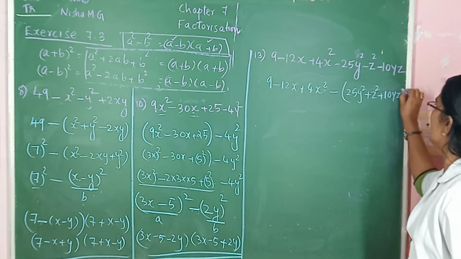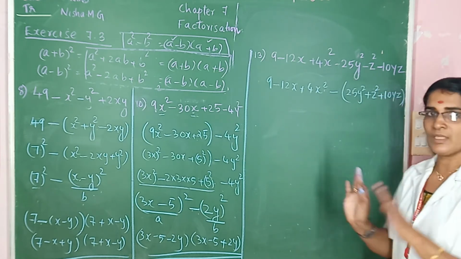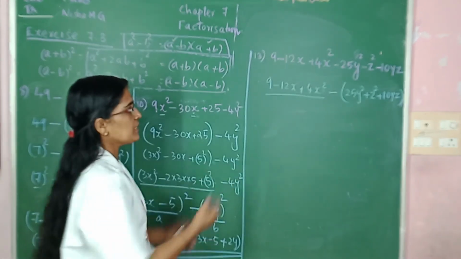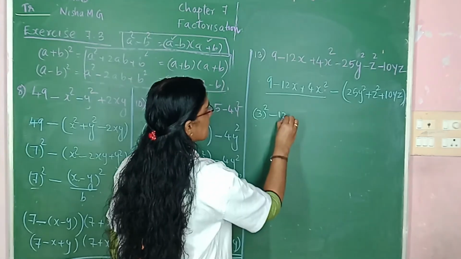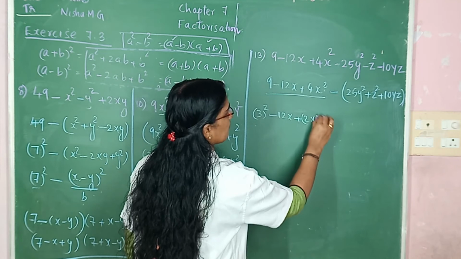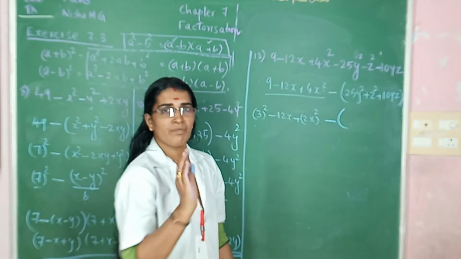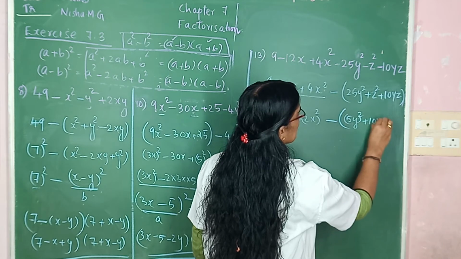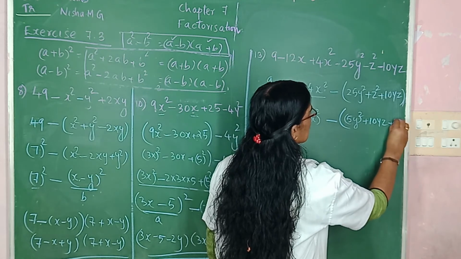Is it clear children? We have done only one thing. We have taken negative out of these three. No other change. Here, converting to our identity, 9 how to write? 3 square. Middle term, not now, next step, 12x same way. 4x square, how to write? 4 is the square of 2, 2x the whole square, minus 25y square. 25 is the square of which number? 5, so 5y square. This is the middle term, 10yz, no change. Last term, z square.